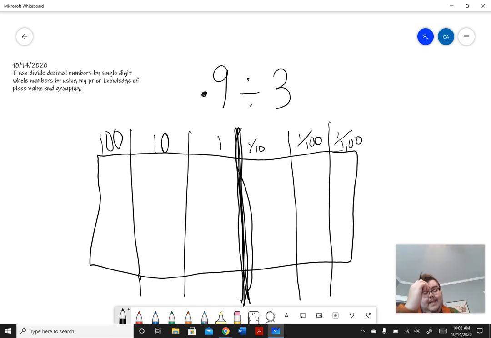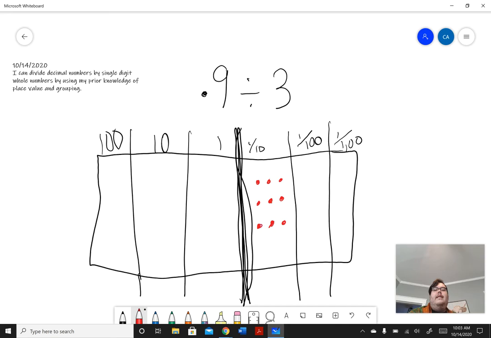So let's see, 9/10 means that I have 9 in my tenths place and we are dividing it by 3. Now, normally we've been writing numbers in our place value charts, but place value charts actually are very helpful if we use these things called discs. So I'm going to draw 9 discs in here. And this really helps us when we're thinking about division.